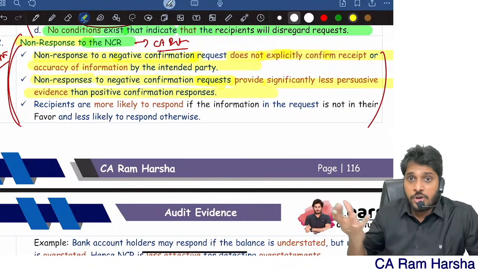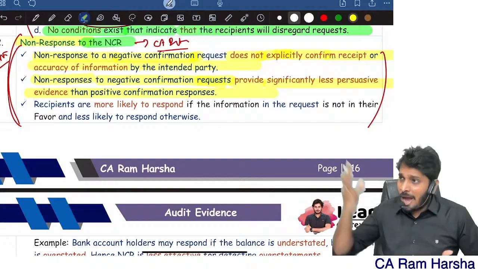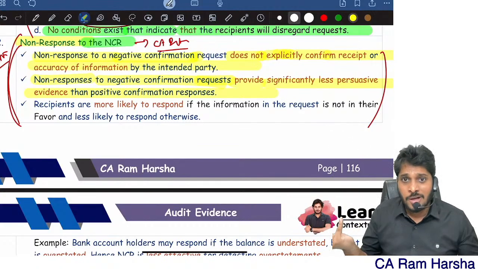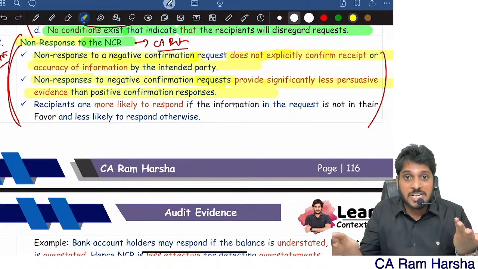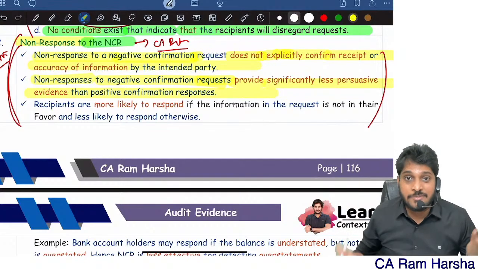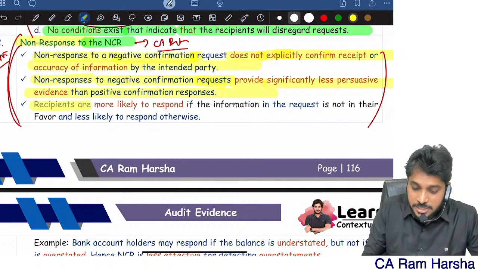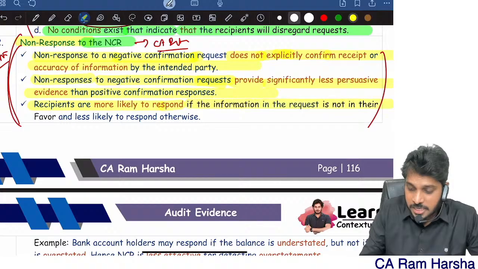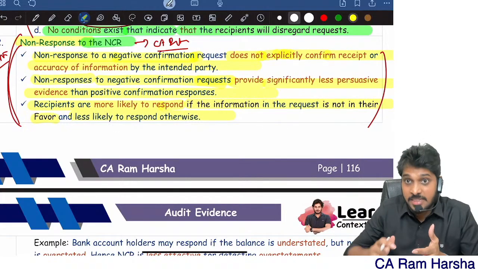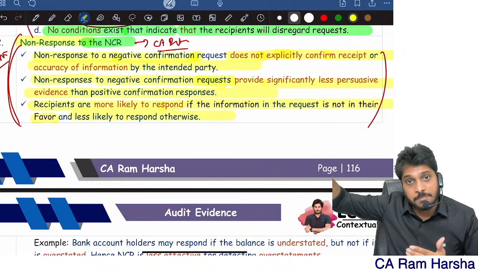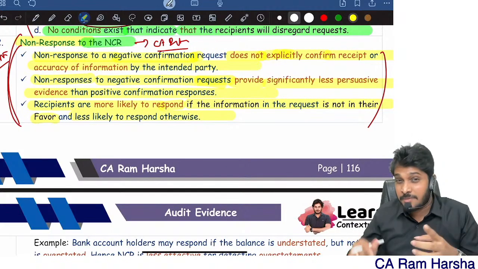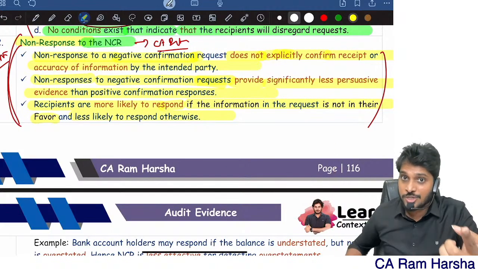So to an NCR, if you don't receive any response, what does it mean? Agreed or third party has not seen? We don't know. So there is no explicit confirmation here. He didn't respond, so explicitly we don't know whether he agreed or disagreed. Recipients generally will respond if the information is not in their favor and are less likely to respond otherwise. They will respond when they want to disagree. Suppose if the information we sent is not in their favor, then they will immediately respond. Suppose if the information as per our records is favoring them, they may not respond.